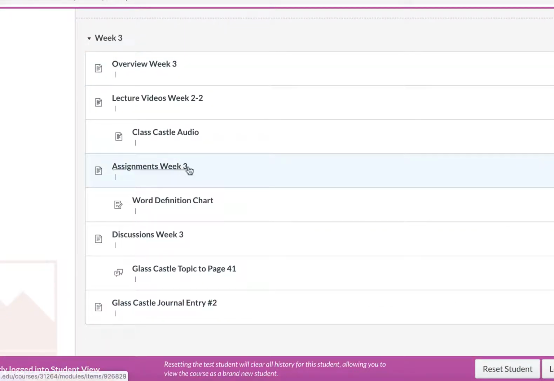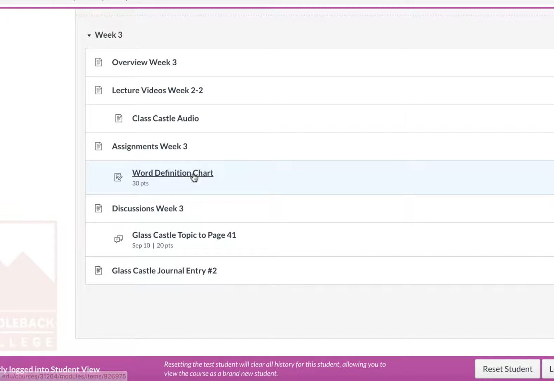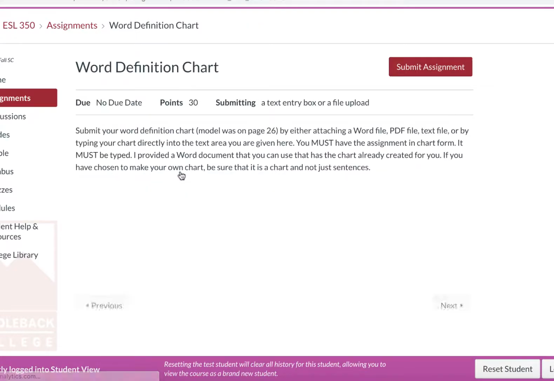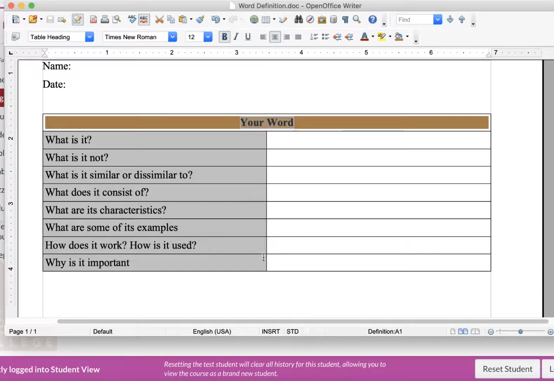Under week 3, I have assignment week 3 and word definition chart. It's worth 30 points. You will want to click on the word definition chart. And over here, you have my directions on what you should do, what you must do. It must be in chart form. It must be typed. You should be using the form I gave you that I showed you before. This one here, you should be submitting this one. Wherever you save this on your desktop, you should be submitting this form here.